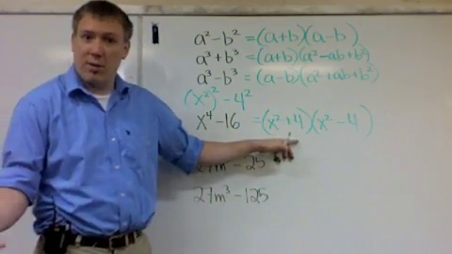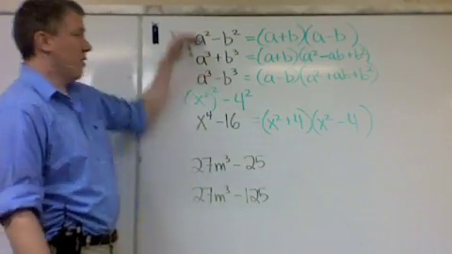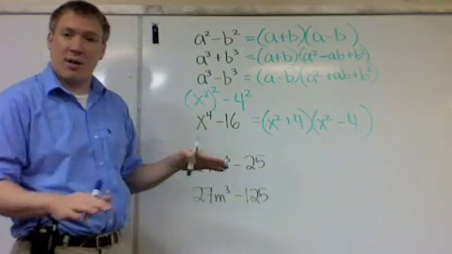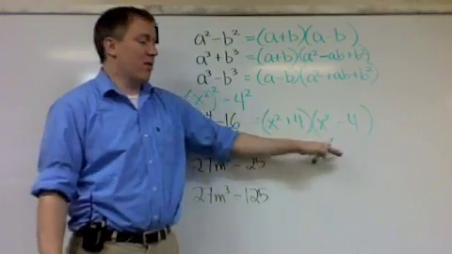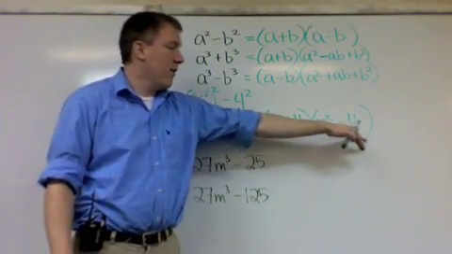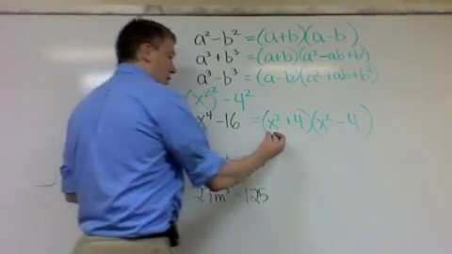4 is 2 squared. Well, I can't factor the sum of two squares. It's not there. It's not on the list. It's not possible. But I can factor this because this is the difference of two squares. X squared is a square, and 4 is a square. So I need to do that last step.